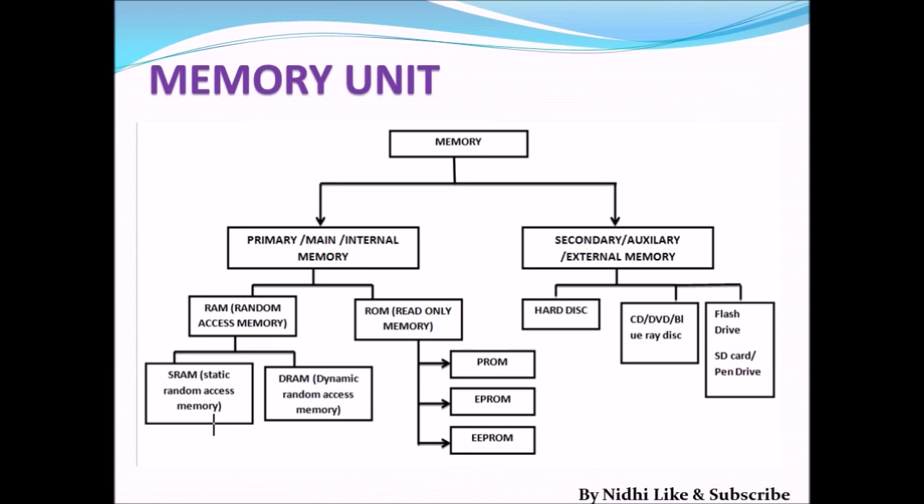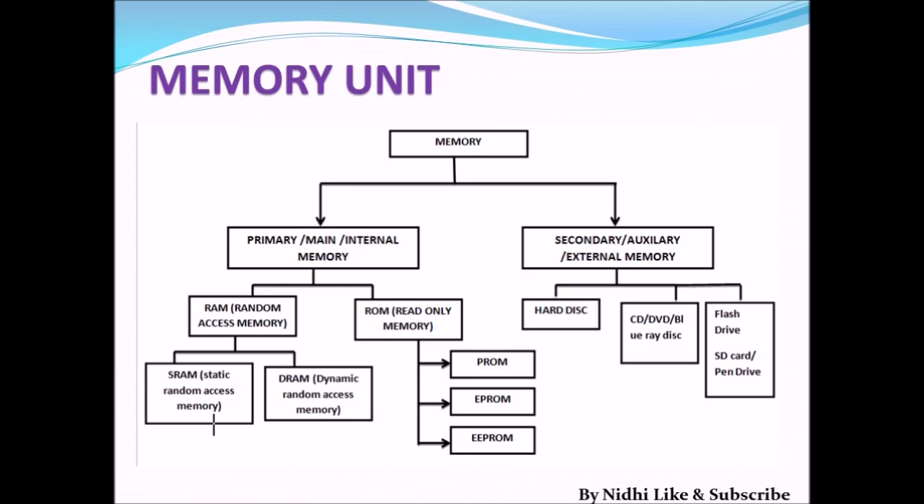Okay, this primary memory is further categorized into RAM, random access memory, and ROM, read only memory. This RAM is further categorized into SRAM, static RAM, and dynamic RAM. Okay, and you can say DDR RAM. Though 3 or 4 subcategorization is also there, but here in this diagram I have taken only 2 main parts.